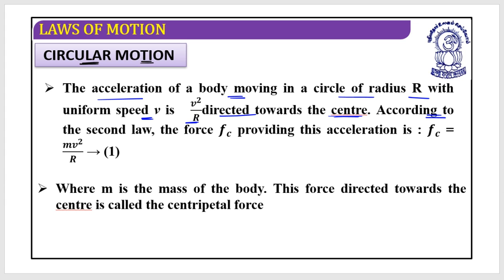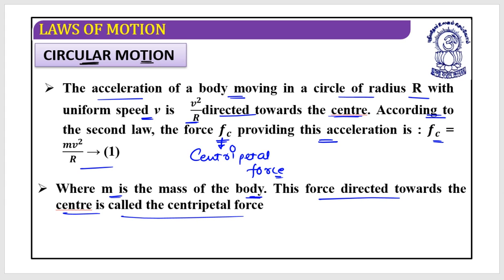According to the second law, the centripetal force Fc provides this acceleration, and this Fc can be written as mv square by r. This is what we have discussed, where m is the mass of the body, and this force directed towards the center is called the centripetal force.